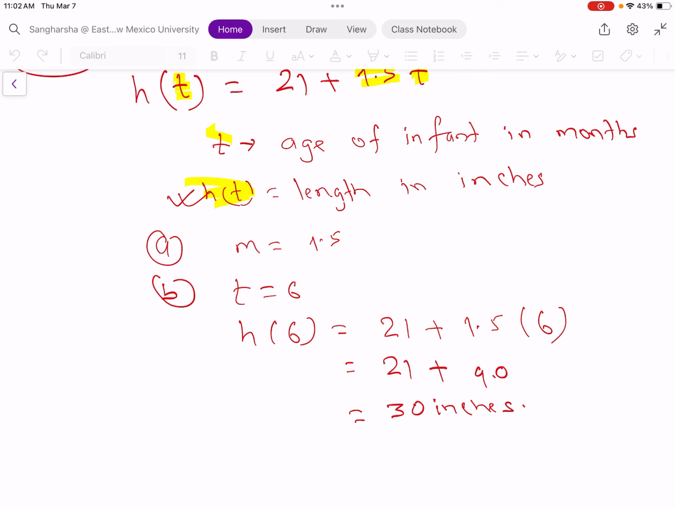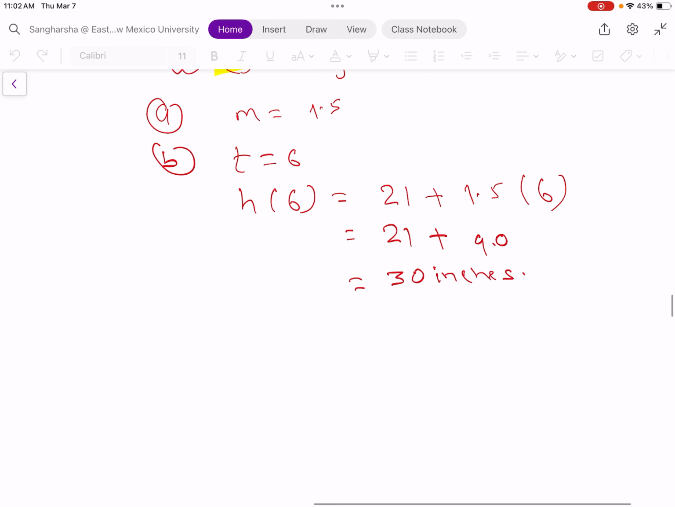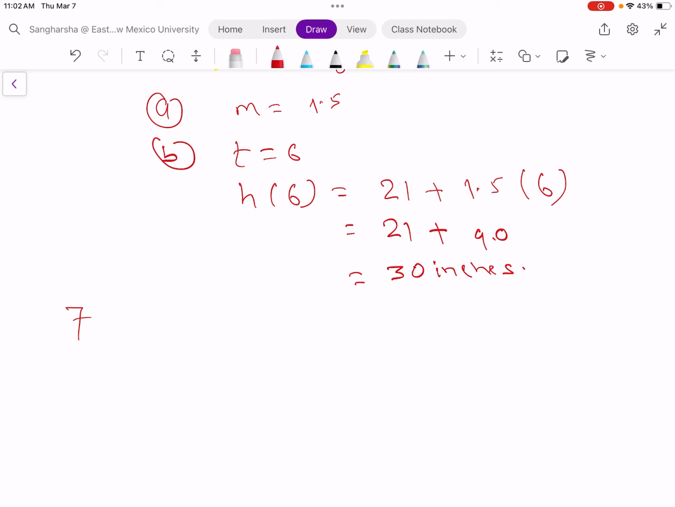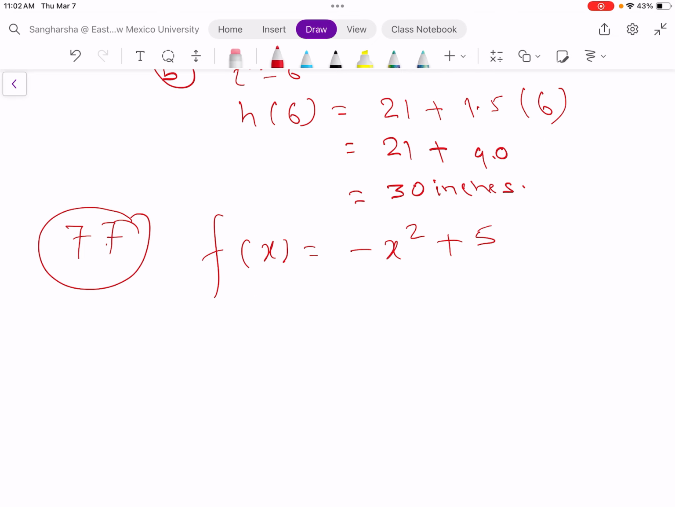Now let's go to section 2.6. In 2.6 we have number 77. We are asked to find whether a given function is an even function, an odd function, or neither. So we have a function f of x equals negative x squared plus 5, and we want to know whether this function is even or odd.